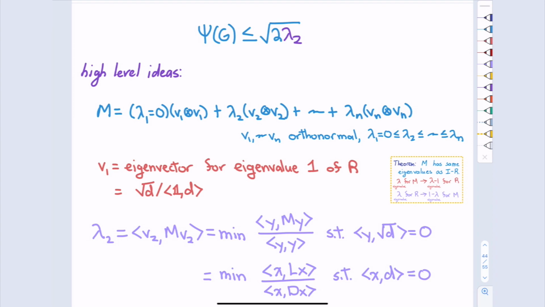So if I look at this optimization problem, which is minimizing y^T M y over y^T y subject to y dot square root of D equals 0, we'll get lambda 2. And as noticed before, we can also write that as x^T L x over x^T D x subject to x dot D equal to 0. What's important about this is that this is an eigenvector computation, and you can get x from y, so you can solve this problem. There's a MATLAB subroutine to do it for you.